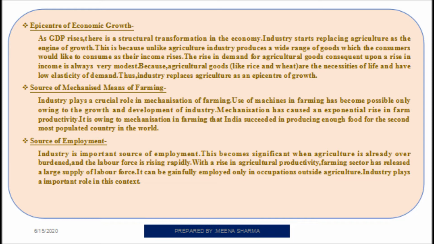Third point, source of employment. Industry is an important source of employment. This becomes significant when agriculture is already overburdened and the labor force is rising rapidly. With the rise in agricultural productivity, farming sector has released a large supply of labor force. It can be gainfully employed only in occupations outside agriculture. Industry plays an important role in this context.